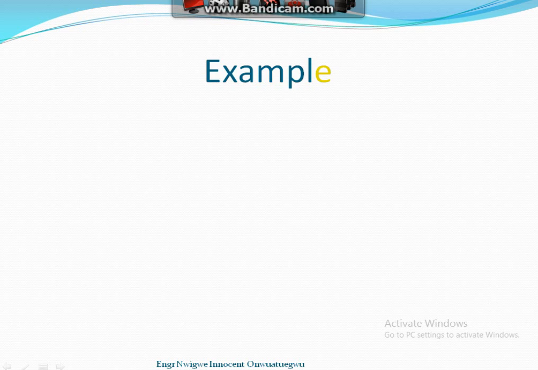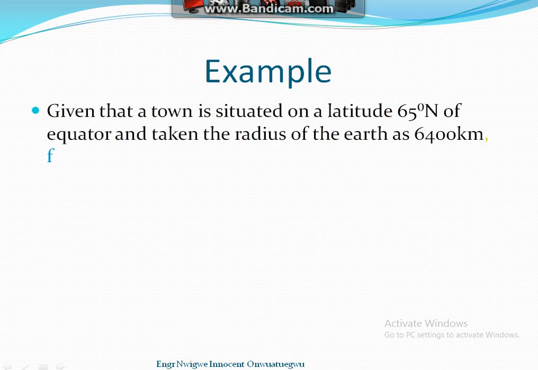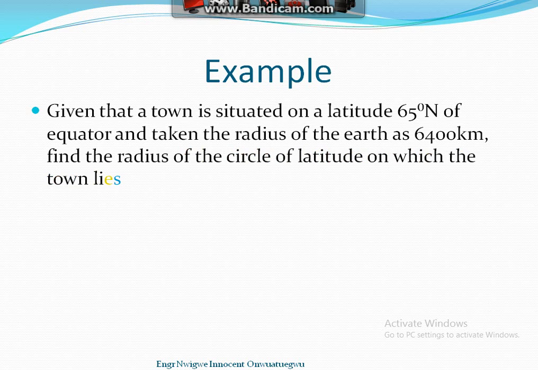Example: given that a town is situated on a latitude 65 degrees north of the equator, and taking the radius of the earth as 6,400 kilometers, find the radius of the circle of latitude on which the town lies.